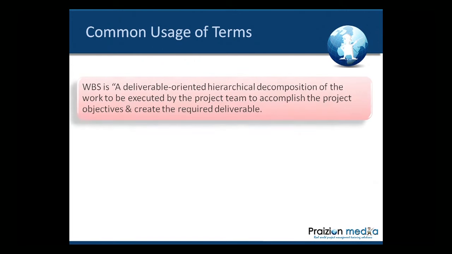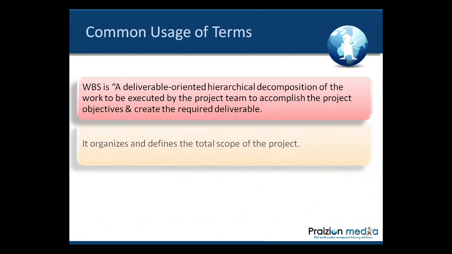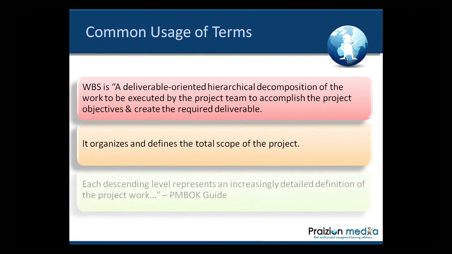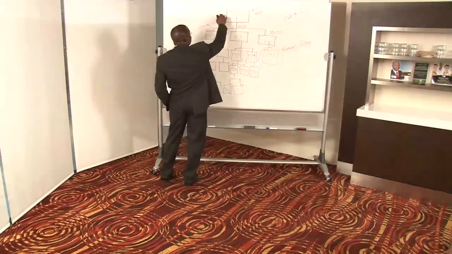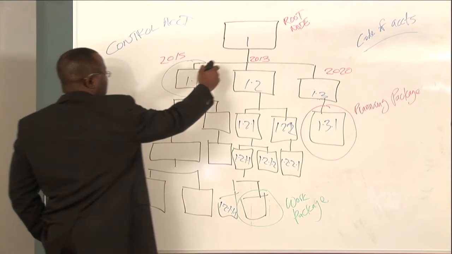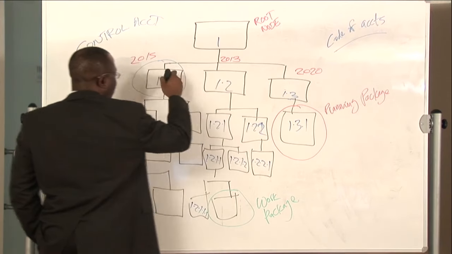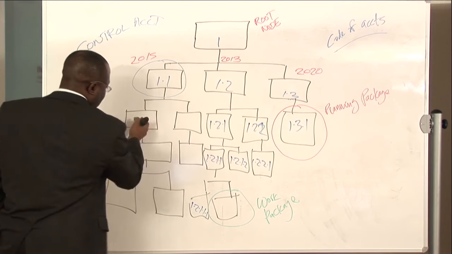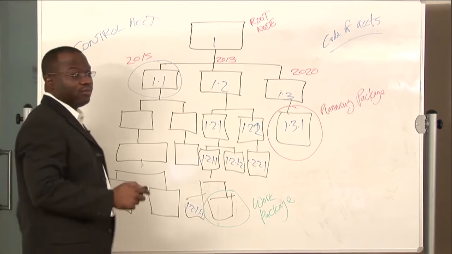What about these terms here? When we talk about a deliverable-oriented hierarchical decomposition of work to be executed, we're talking about the WBS. The WBS organizes and defines the total scope for the project, and each descending level represents an increasingly detailed definition of the project work. So in other words, at the root node you have a very high level of work understanding. As you go down, you go to a lower level with more understanding and more detail. Each progressive level goes into more detail.